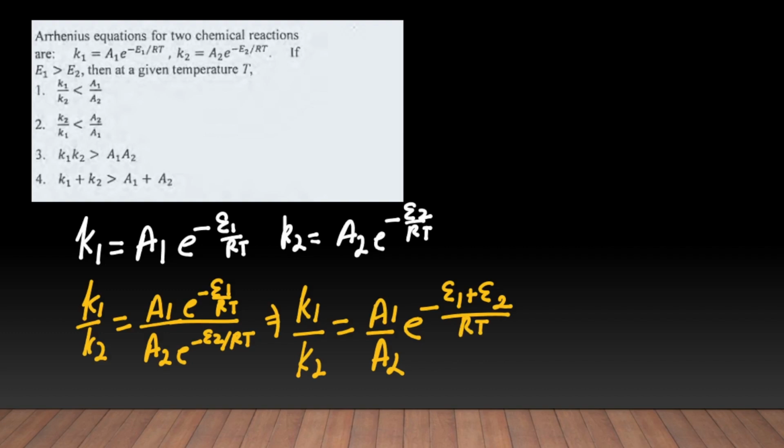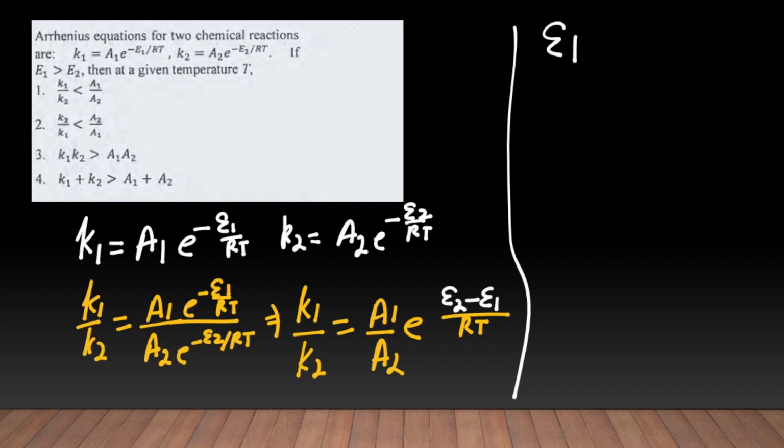So now it is given to us, or we can say it is E2 minus E1, in that way also we can write it. It will be (E2 minus E1) upon RT. Now the given condition we have is that E1 is greater than E2. That means this magnitude, E2 minus E1, is going to be a negative value.